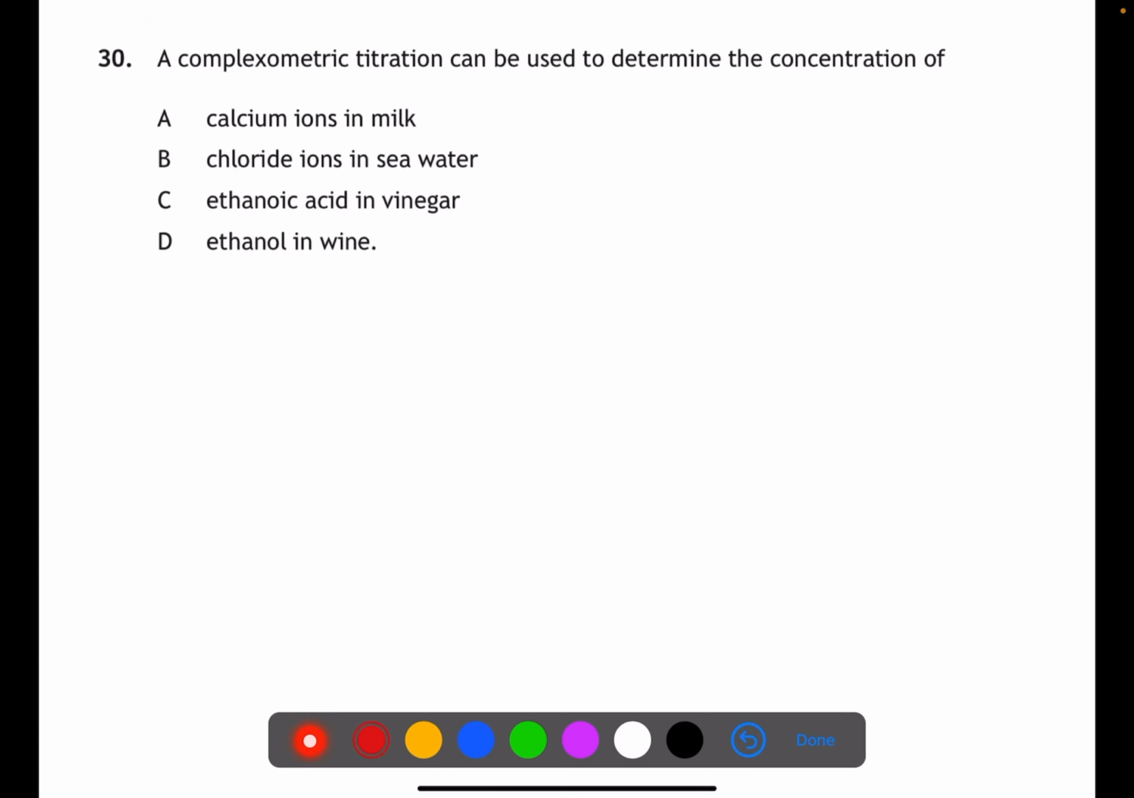Question 30. A complexometric titration can be used to determine the concentration of what? Complexometric titrations are used to look at the concentration of metal ions. Therefore, it would be used to find the concentration of calcium ions in milk.